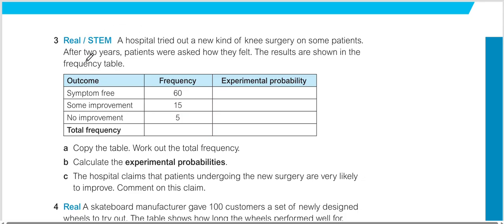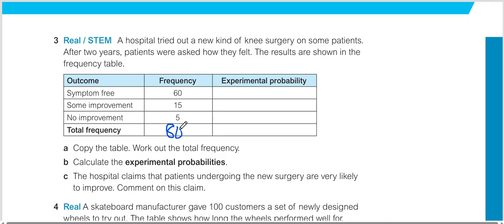This question is about a hospital trying out a new kind of knee surgery on some patients. After 2 years, patients were asked how they felt. The results are shown in the frequency table. They have given you the data and ask you to copy the table and work out the total frequency. So what's the total frequency here?